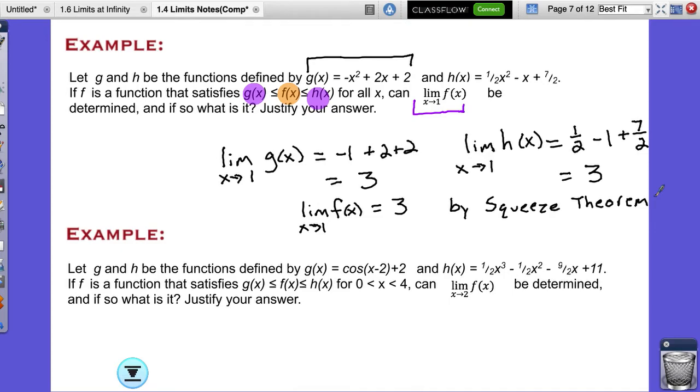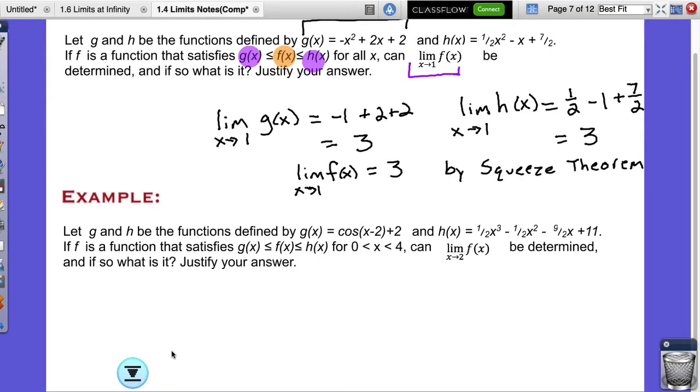All right, so basically if you see that, hey, I know a function's in between two other ones, can I find out what its limit is? Plug it into both the bottom and top. If they're the same thing, then I know what it is. If they're not the same thing, then I can't determine it by just using that. All right, I think that's what we have down here.